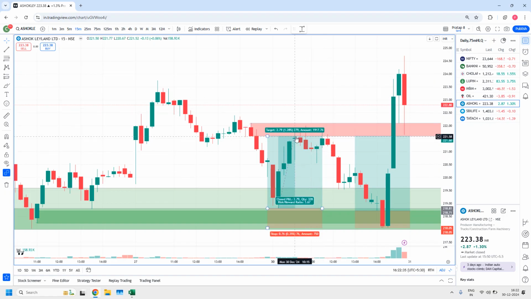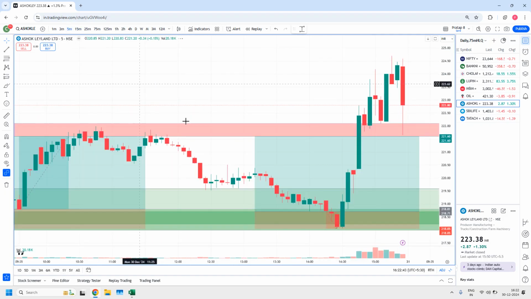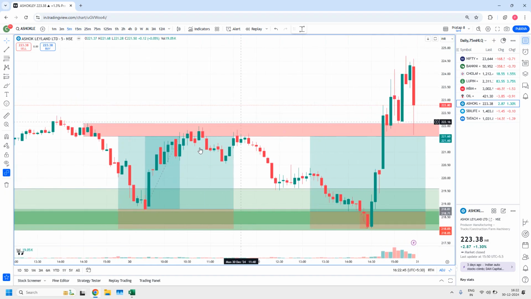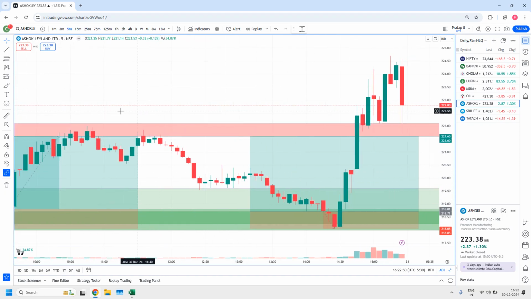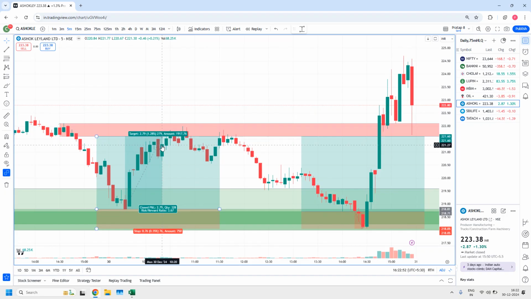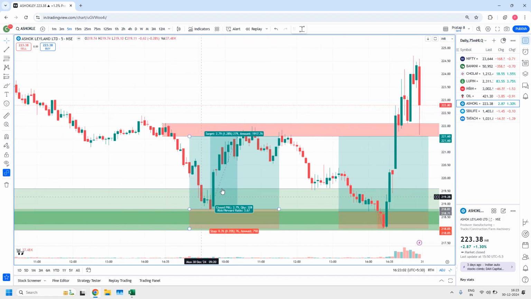And when did it reach the target? At 10:15. When did you get the trade? Sorry, let me go to the 5 minutes, you will get clarity. Morning 9:35 it gave an entry, and at 10:20, that means in less than an hour, around 15 minutes, it reached the target. This is the first trade.